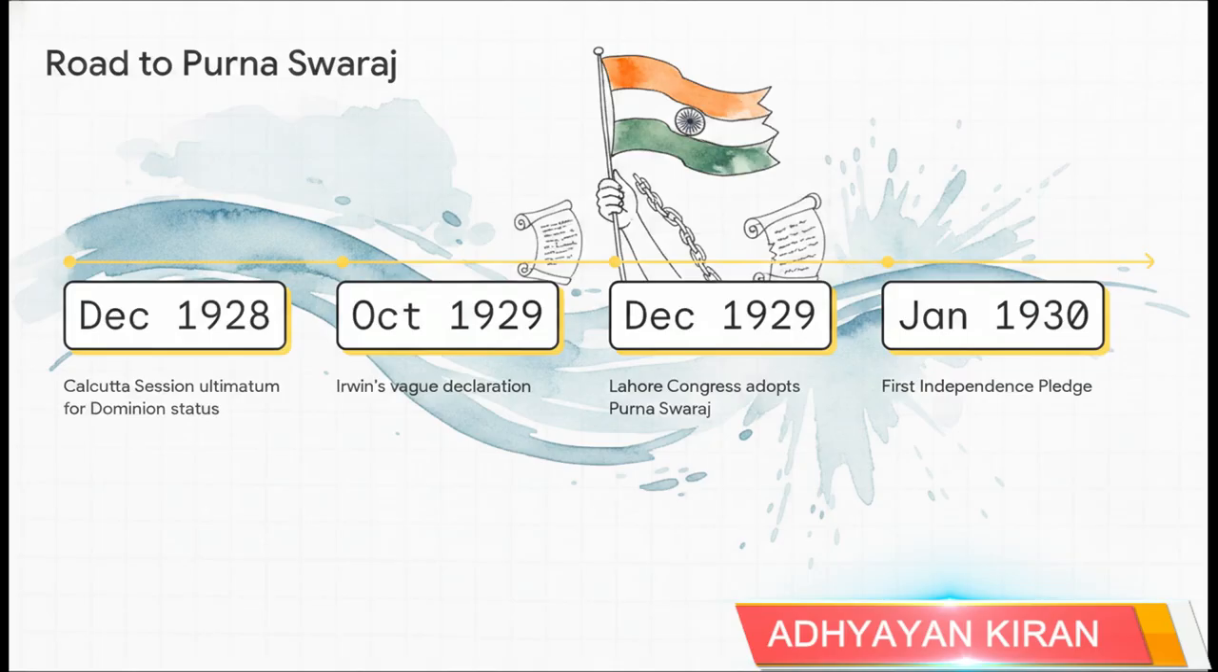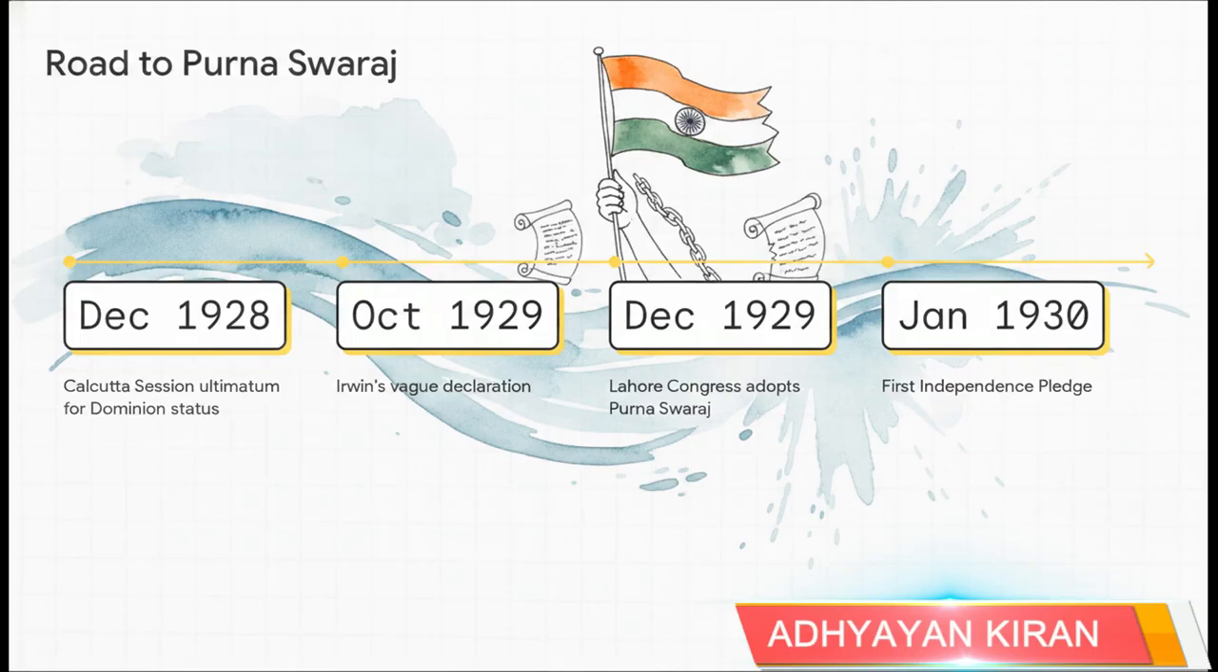Well, following that ultimatum, the British government tried to sort of placate the nationalists. In October 1929, Viceroy Lord Irwin issued a declaration promising dominion status. Eventually. But there was absolutely no timescale. It was completely vague. Indian leaders immediately responded with the Delhi Manifesto demanding a concrete constitutional scheme, which Irwin just flat out rejected.